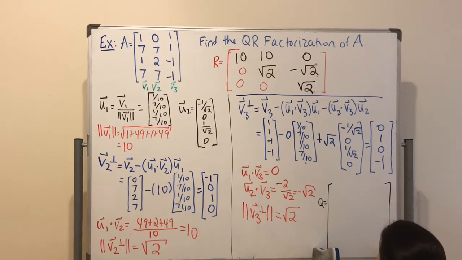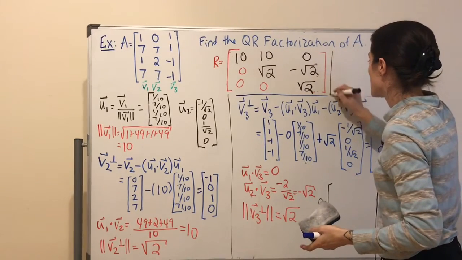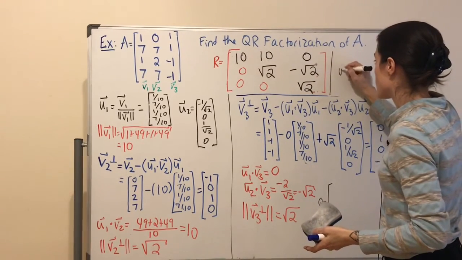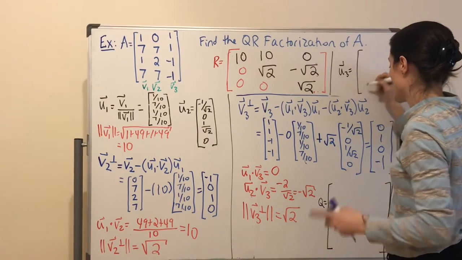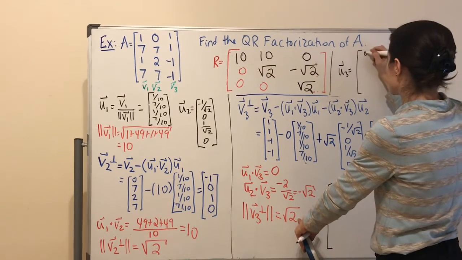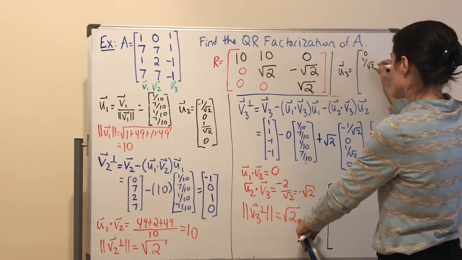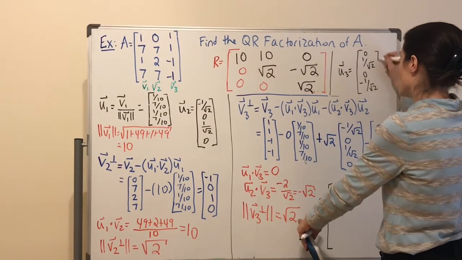This will be where I put Q. Maybe right up here is where I will write U3 just to finish this. I take this, I divide by the length. So this is 0, 1 over square root 2, 0, minus 1 over square root 2.